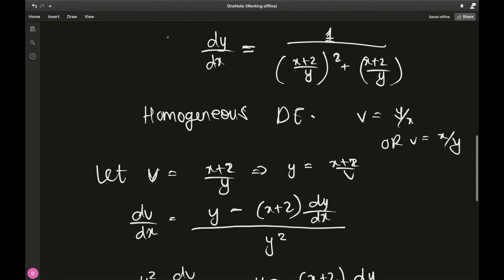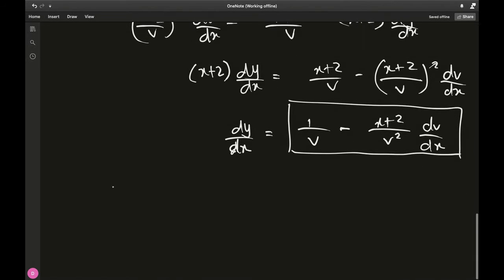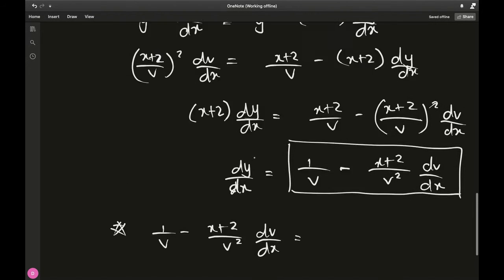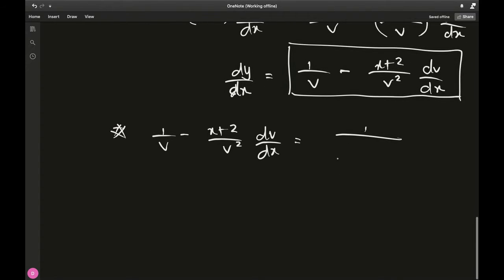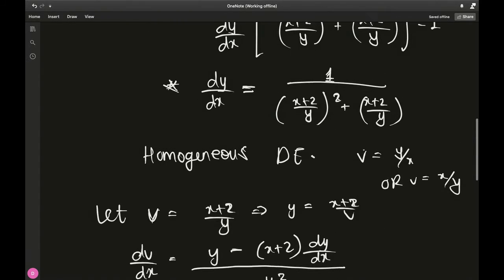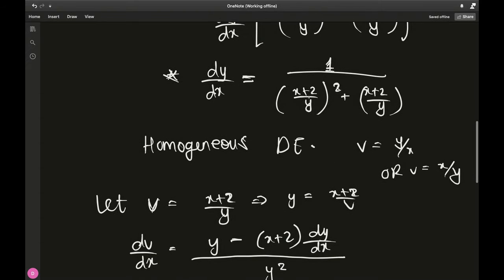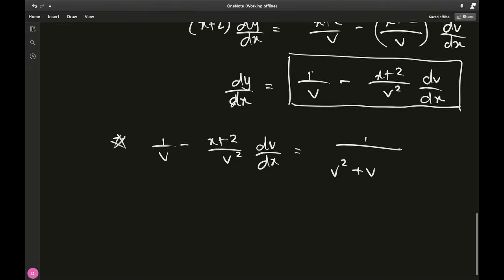So now after substitution, plugging back into our original differential equation, we have 1 over v minus x plus 2 over v squared times dv over dx instead of dy over dx, and then we have 1 over v squared plus v, because of this substitution, and these two terms are the original motivation for this substitution.